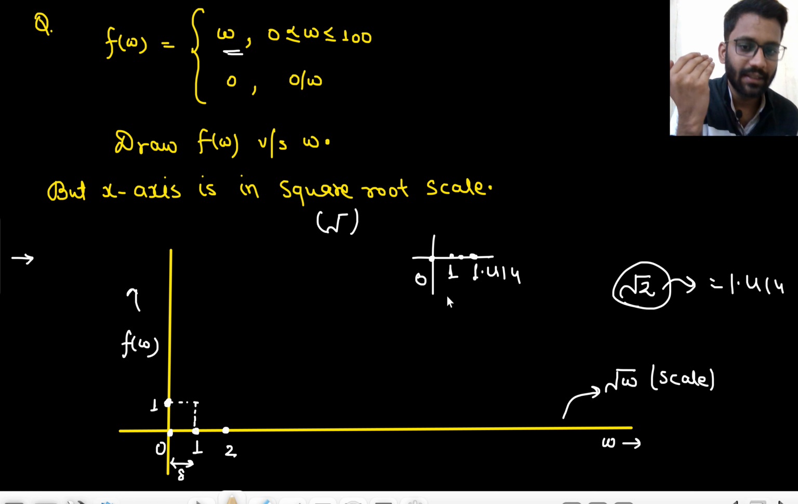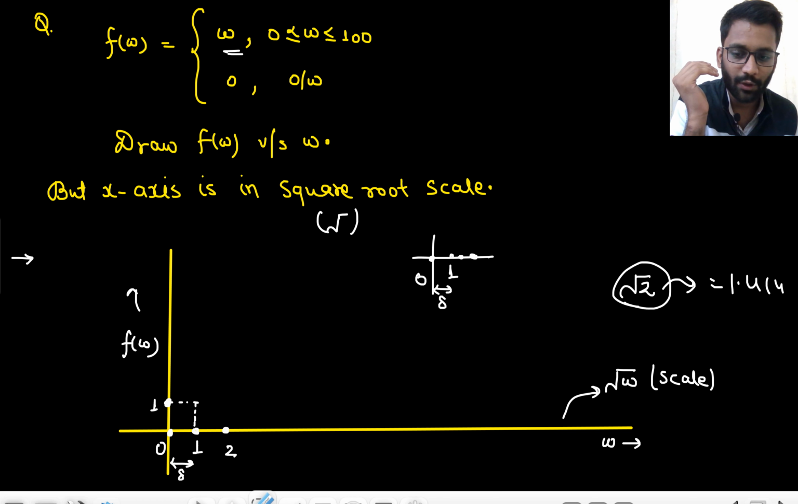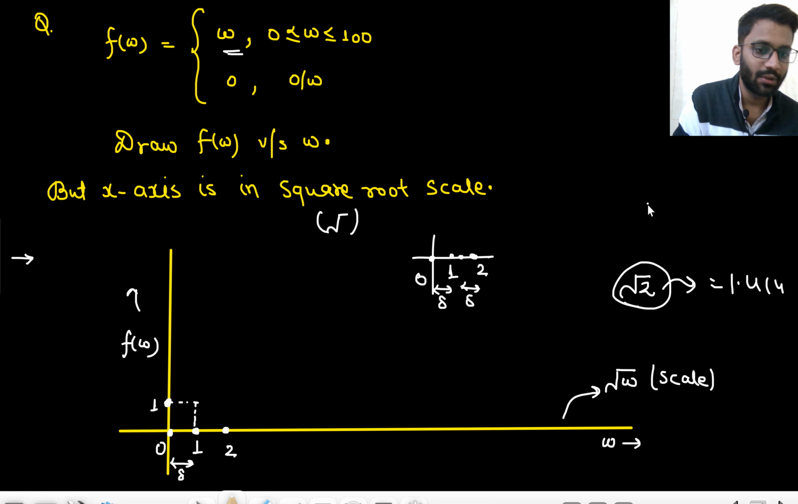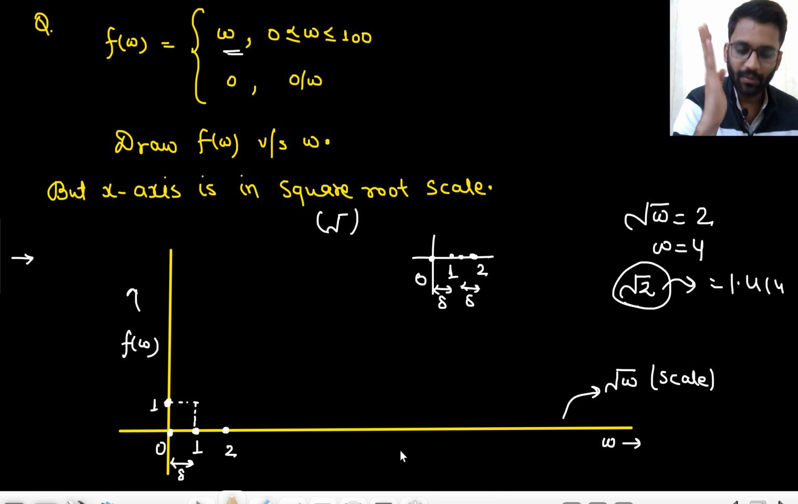As per the axis, if this gap is delta, then for another delta gap, you will have 2. So the axis should think that 2 is applied. That means root of omega should think that 2 is applied. That means you have to apply the value of omega equals 4, then only the axis will think root 2 is applied. Are you able to observe it?